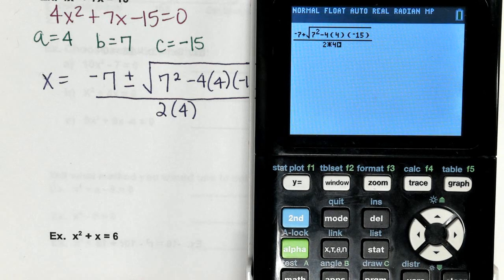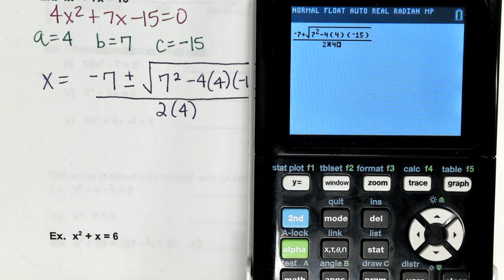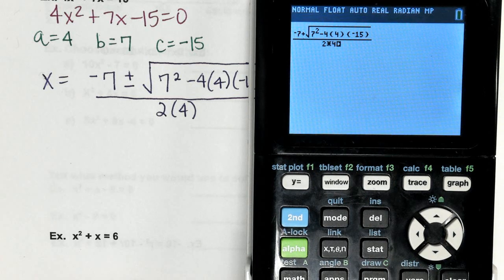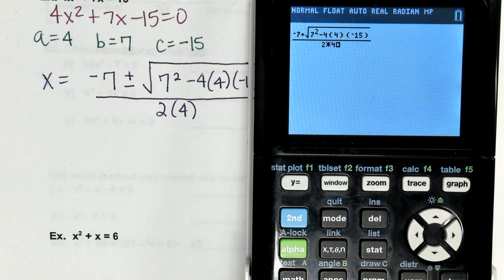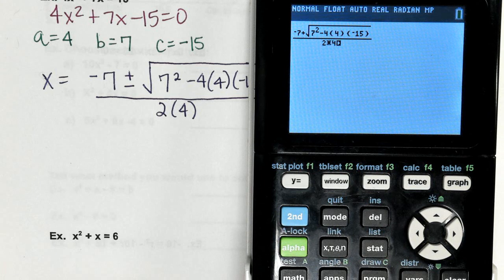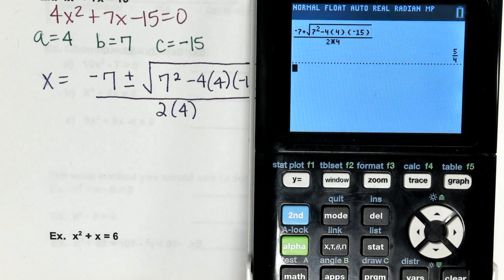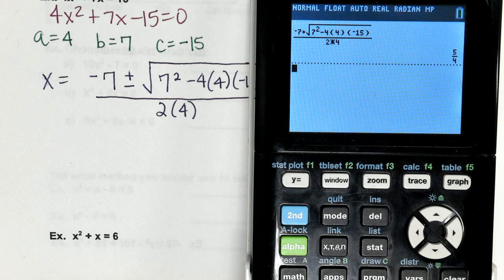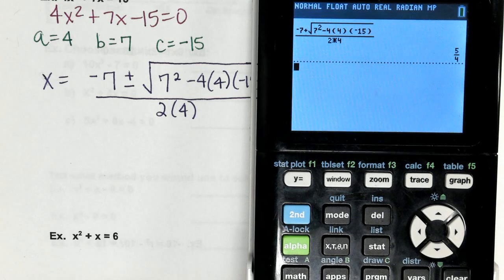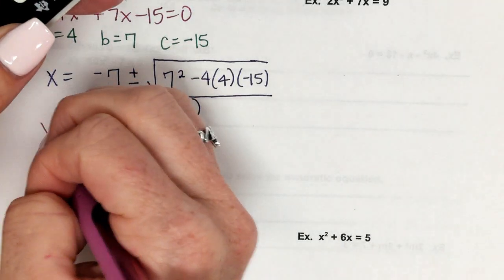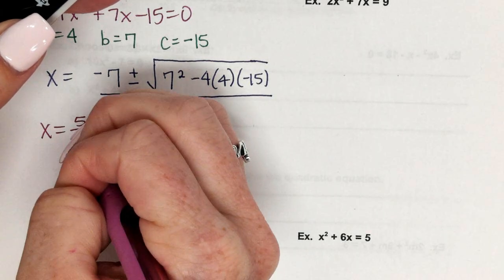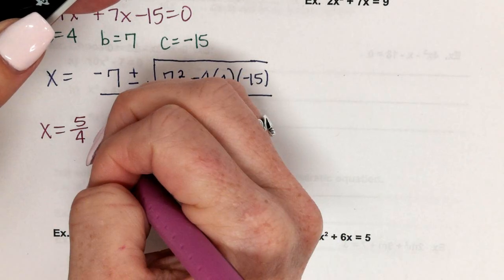Now, if you punch it in wrong, you're not going to get the right answer. So make sure you punch it in correctly. Everybody got it? Yes or no? Hit enter. That is your first answer. Okay, so x equals 5/4. If you want it as a decimal, that's 1.25.